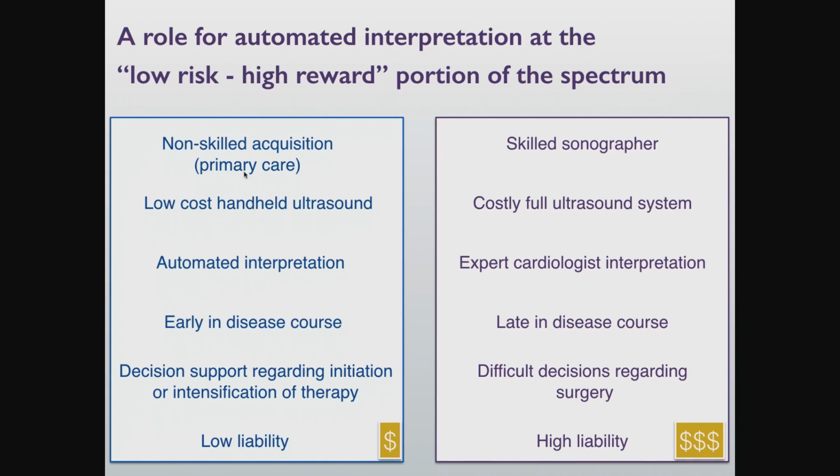So move to the primary care setting, use low-cost handheld. There are even companies now starting to try to automate acquisition of the data by helping people collect it and guiding them to collecting the right views. Early in the disease course, no real symptoms here. Decision support, just around whether you should start some meds or intensify them: low liability, low cost. So this is a place where we wanted to focus.